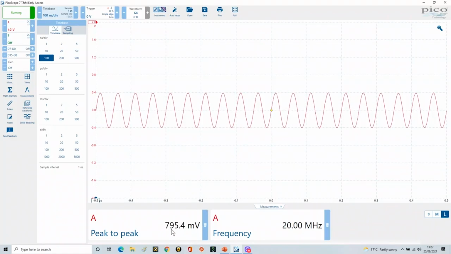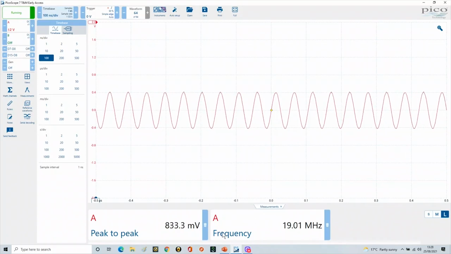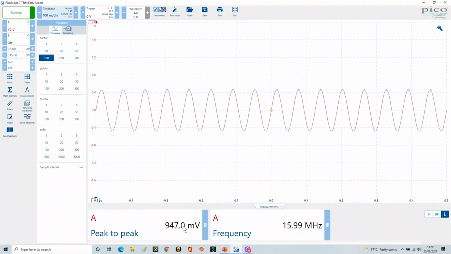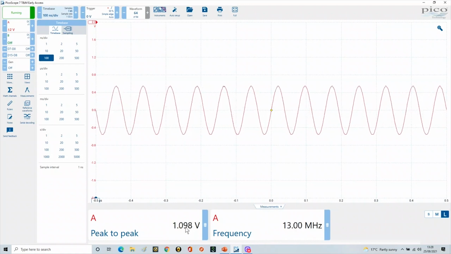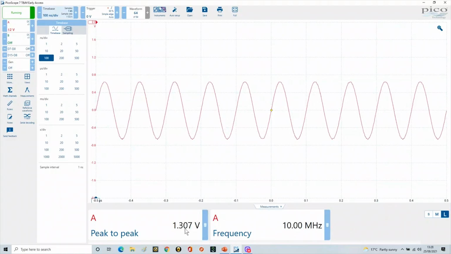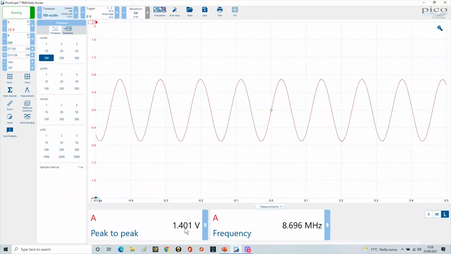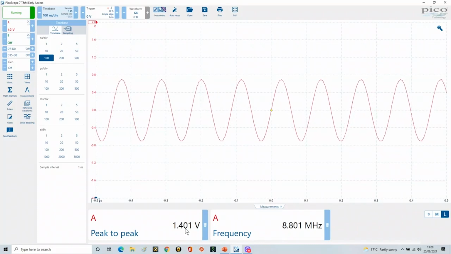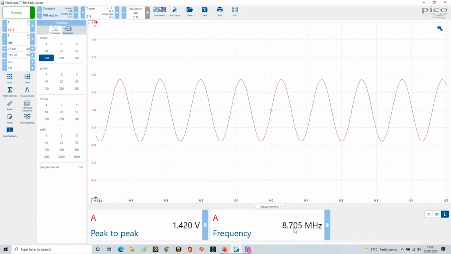So what we'd be really interested to see is what the bandwidth is. If I try and find the point at which this is around about 1.414, which is the 3 dB point, then we can get an idea of what the bandwidth is. So I'm going to slowly change the frequency, and let's see, there we go, 19. What I'm looking for here is the point at which this gets to 1.414. So I'm slowly decreasing the frequency. It's somewhere between there. So it's about 8.7 megahertz.